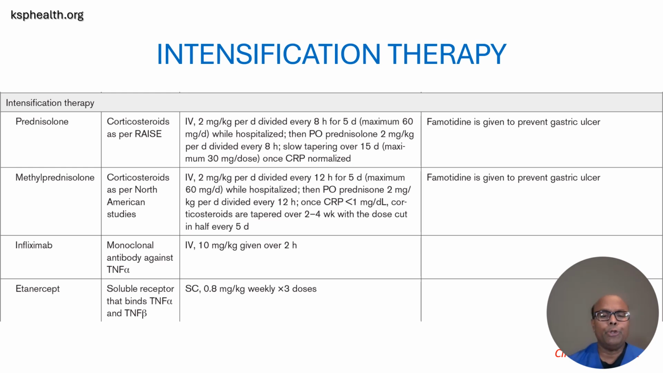Instead of prednisone, one can use methylprednisolone, often used in North American studies, 2 mg per kg per day divided every 12 hours for 5 days while hospitalized. Then pure prednisone 2 mg per kg per day divided every 12 hours. Once CRP is less than 1, corticosteroids are tapered over 2 to 4 weeks with the dose cut in half every 5 days.